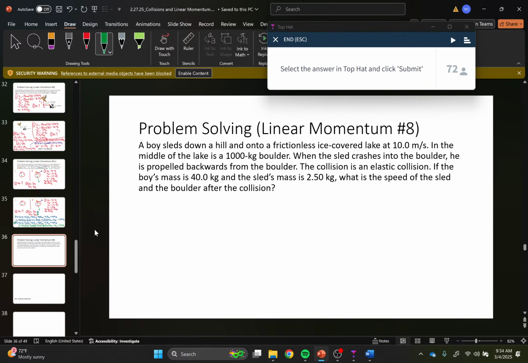When he's propelled backwards, is he pulled off his sled? No, he's still attached to the sled. His velocity is what it is once he's on the lake going horizontally. That's very important. How did he get going this fast? It's just to give you context for why he's moving.